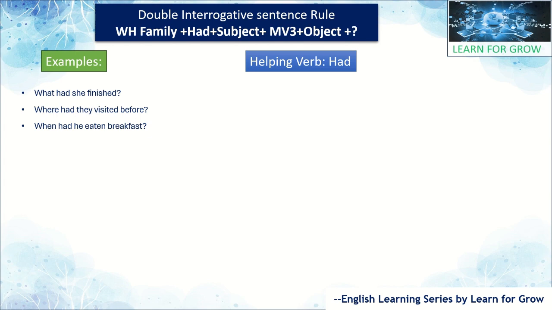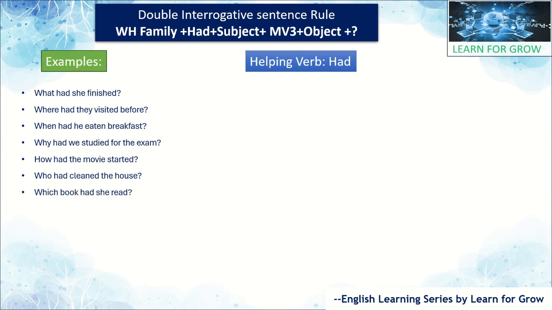Alright, based on the rule only I have given the examples, and these are very basic examples because you need to understand, right? Alright, I will now read the examples. Let's correlate with the rule only, right? Why had we studied for the exam? How had the movie started? Who had cleaned the house? Which book had she read? Whose key had he forgotten? How long had they lived in the house?